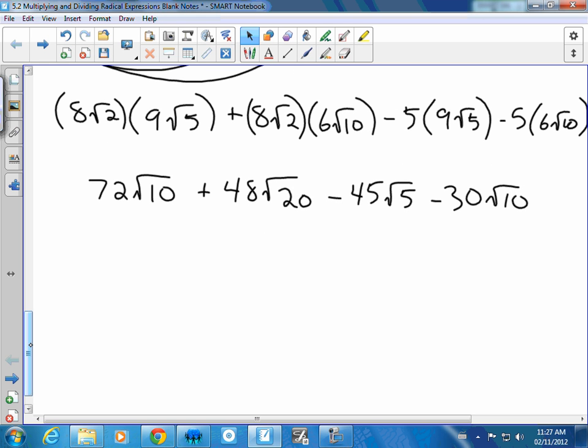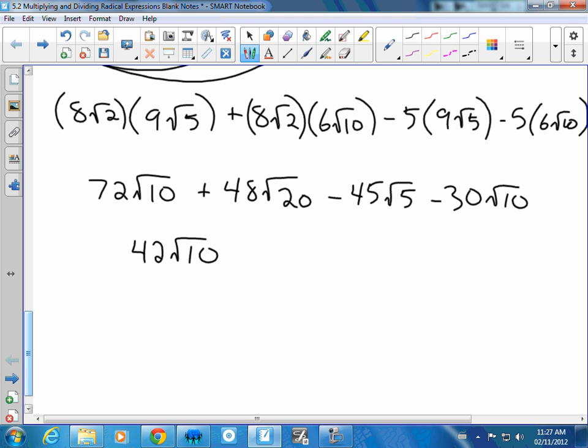You want to combine our 10s right away, these two here? Okay. So what is 72 minus 30? 42 root of 10. Okay, so let's simplify this guy here. So this is going to be 48. We're going to break it down into what two factors? 4 and 5, right? Is that correct? Minus 45 root of 5. Right? You see where I got this original 42 from, though, right? The 72 minus the 30? Those are common radicals, right?